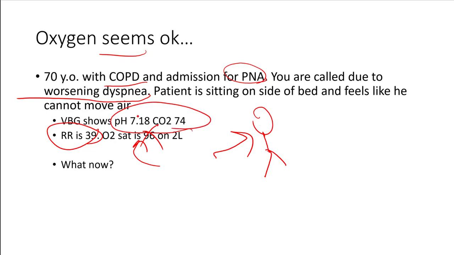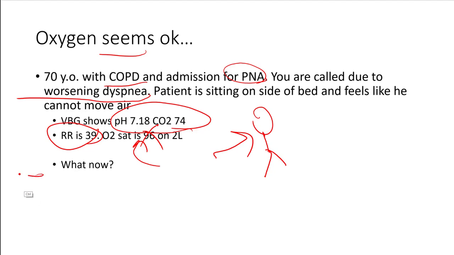So that pH, 7.18, is a huge problem. PCO2 74, respiratory acidosis. Breathing 40 times a minute. He's air trapping. He's not blowing off CO2 effectively. Has a background of COPD. His pneumonia is not helping either. But this is a person whose hypoxia is way less of a problem than his hypercarbia. At any rate, what are we going to do now?